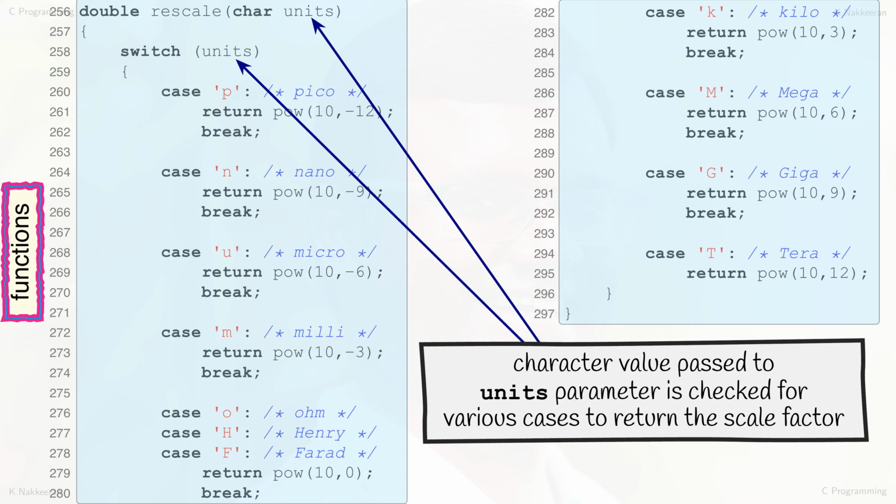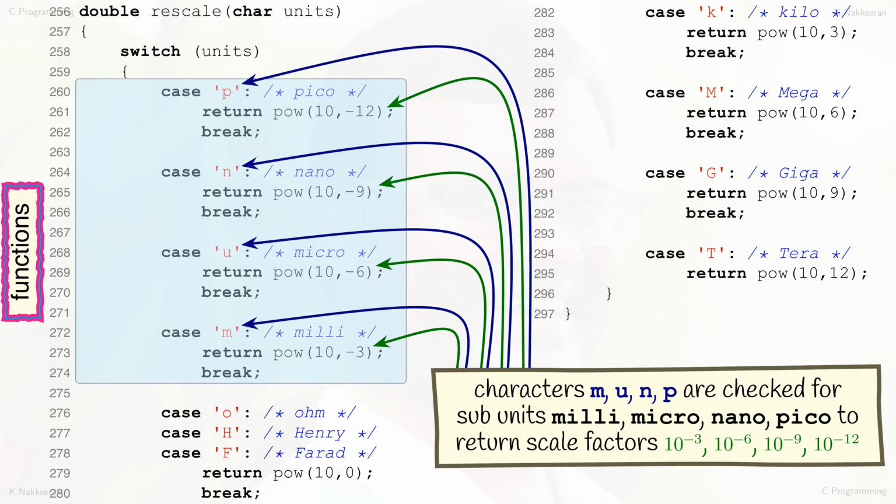Depending on the character value, the corresponding double value is returned as the scale factor to the location where this rescale function has been invoked. Within the switch statement, variable units cases are checked for the characters M, U, N, P for the subunits milli, micro, nano, pico, to return the scale factors as 10 raised to the power minus 3, 10 raised to the power minus 6, 10 raised to the power minus 9, 10 raised to the power minus 12.